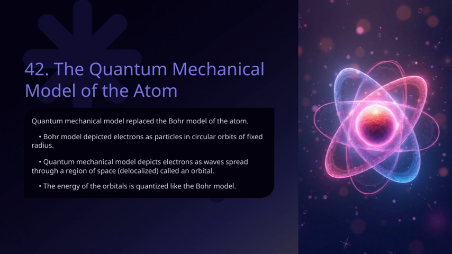Unlike the Bohr model, where electrons are depicted as particles moving in fixed circular orbits, the quantum mechanical model shows that electrons are delocalized, existing as a cloud of probability within an orbital. This shift from fixed orbits to wave-like behavior was a major development that replaced the earlier Bohr model, giving us a more accurate and comprehensive understanding of atomic structure.